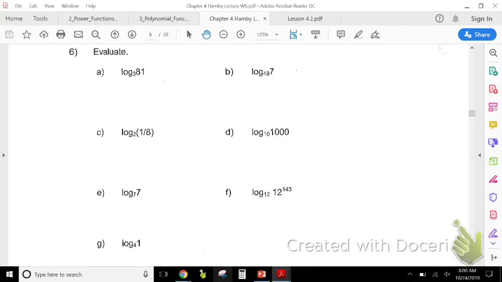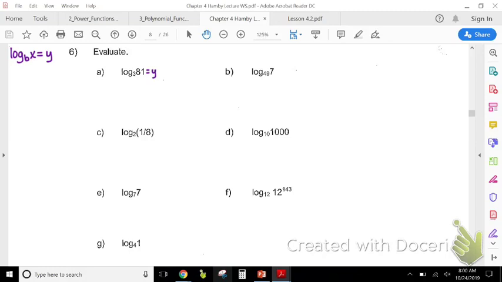All right, so example 6 says to evaluate. So for A, I want to know what log base 3 of 81 is equal to. Well, remember, if it's in log form, we say it's log base b of x is equal to y, right? So I'm trying to solve for y. But I don't know what log base 3 of 81 is. I'm not going to use my calculator. So I've got to find another way to solve it.